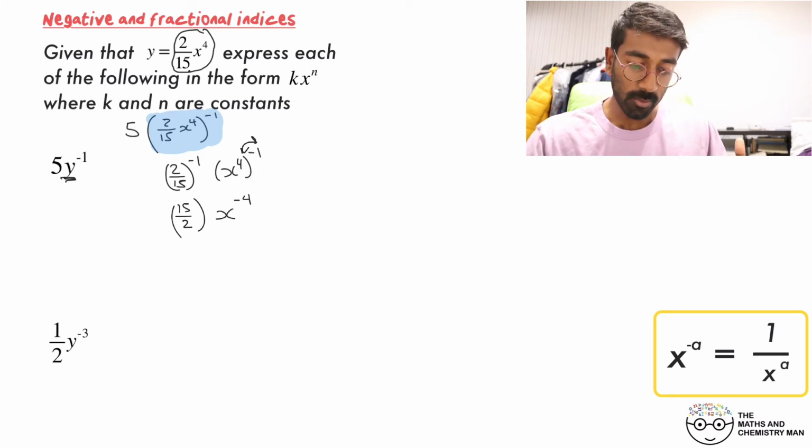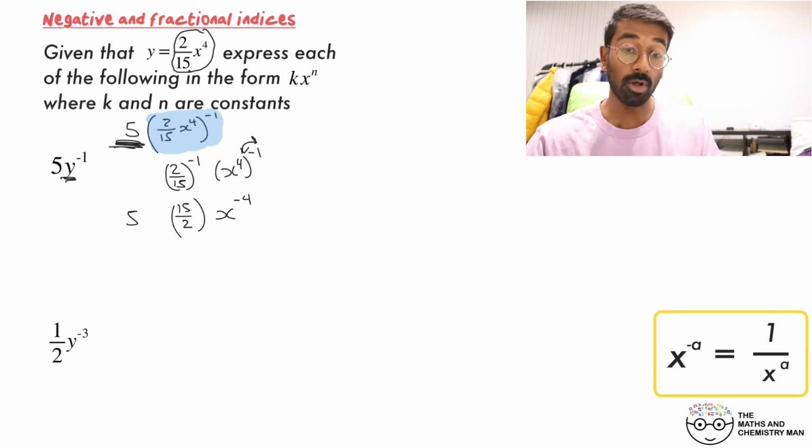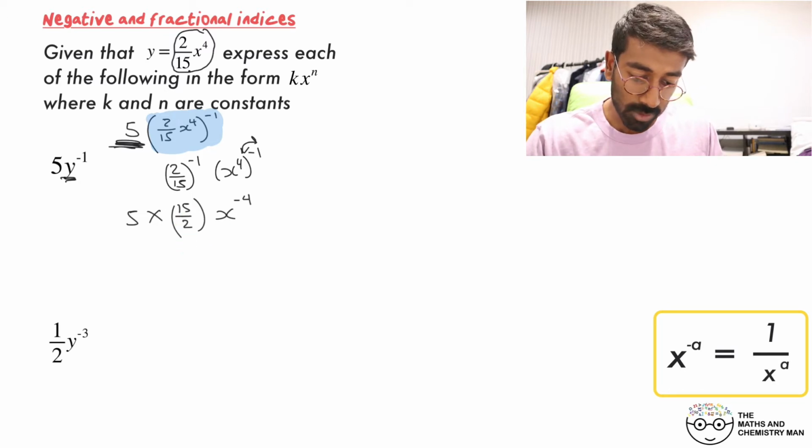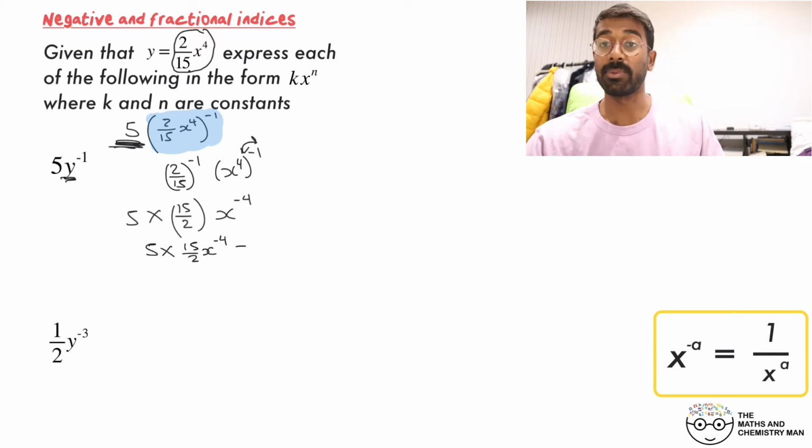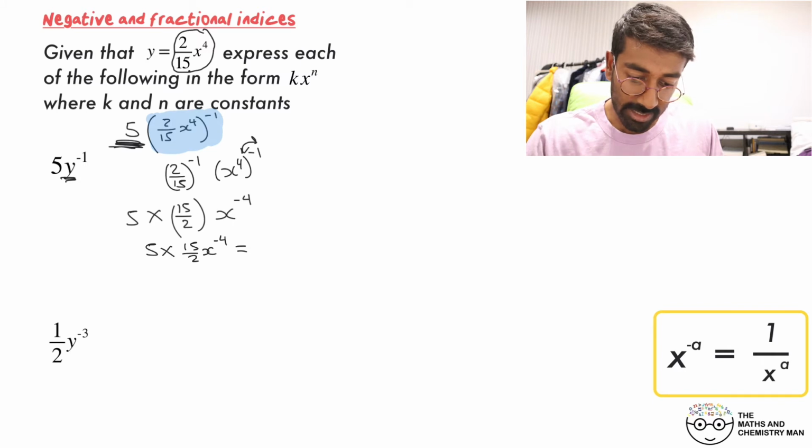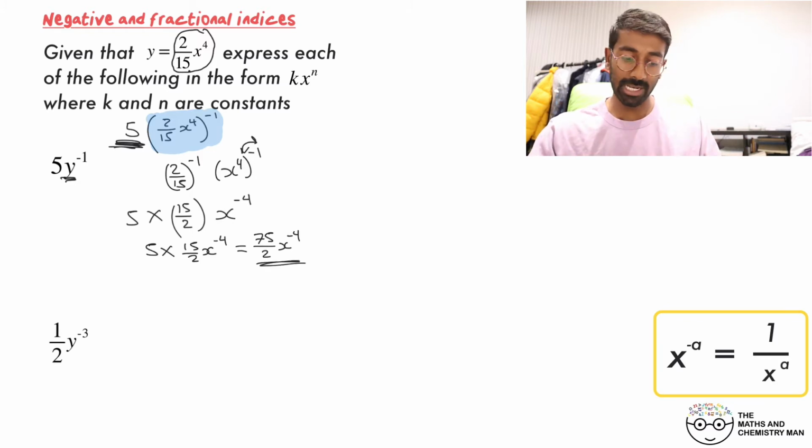Now don't forget, we had this 5 on the outside, so I'm going to put that back in now. So it's 5 lots of this. And now we can simplify this down. So we've got 5 multiplied by 15/2 x to the minus 4. I'm just going to rewrite that out. So 5 times 15/2 x to the minus 4. And then if you multiply that together, what are we going to get? We're going to get 75/2 and then x to the power of minus 4. And that's how you want to leave it.